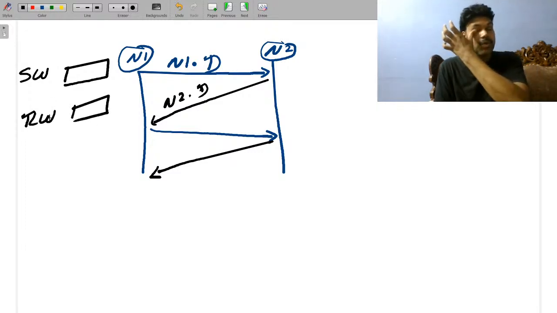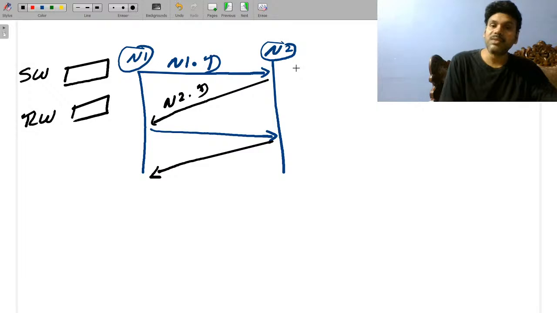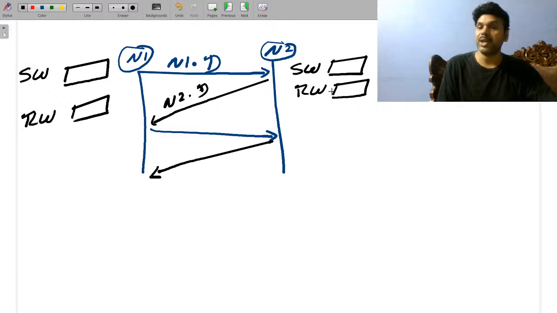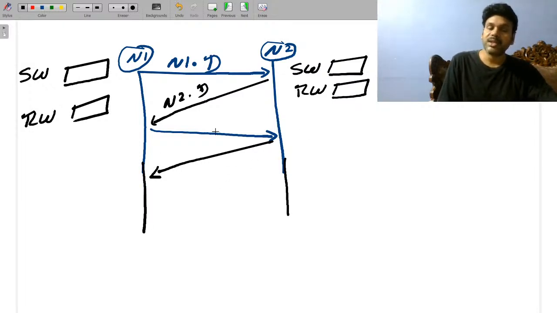The sending window means the frames you send. The receiving window means the frames or packets you received. So both ends are supposed to maintain these. Therefore, my dear friends, here what is going to happen? The other party is not going to wait till the conversation is completed. So it is able to send your data bidirectionally.